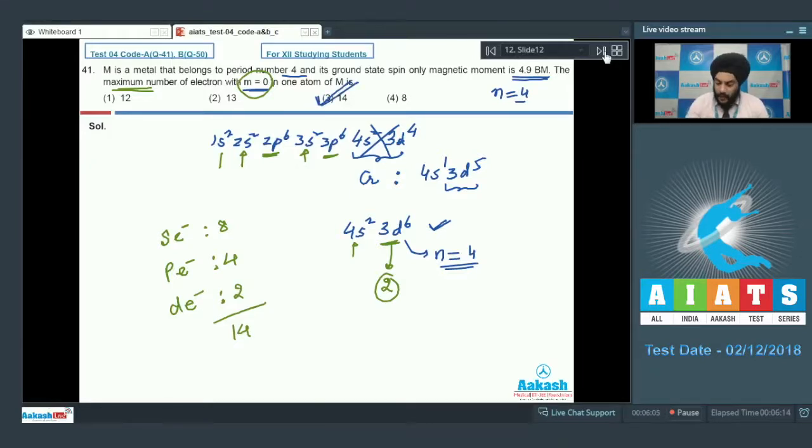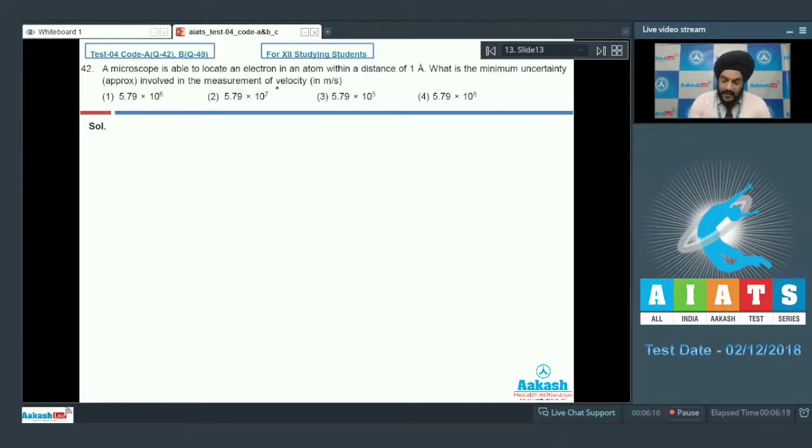Let us look at question number 42 now. Question number 42 says, a microscope is able to locate an electron in an atom within a distance of 1 angstrom. What is the minimum uncertainty approximately involved in the measurement of velocity in meter per second? So students, we have to use the Heisenberg's uncertainty principle in this case. So we have delta x, which is the uncertainty in position, into delta p, which is the uncertainty in momentum, greater than or equal to h upon 4 pi.